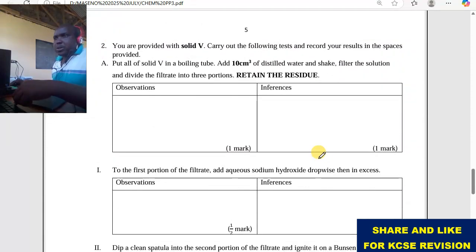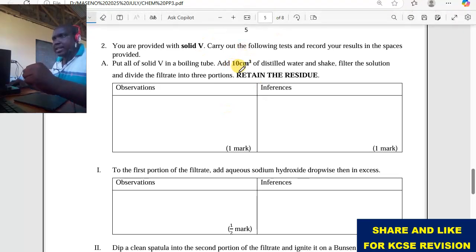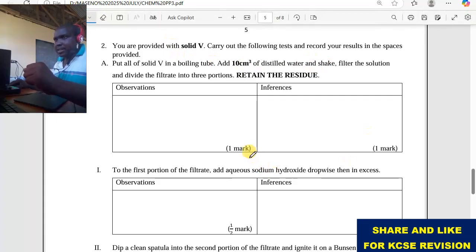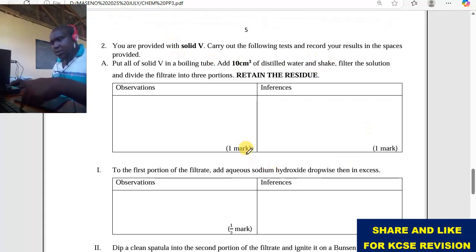You are provided with solid V. Carry out the following test and record your results in the spaces provided. Put the solid V in a pouring tube. Add 10 centimeters cube of distilled water. Filter the solution and divide the filtrate into 3 portions. Retain the procedure. So this one contains a soluble and insoluble solute.